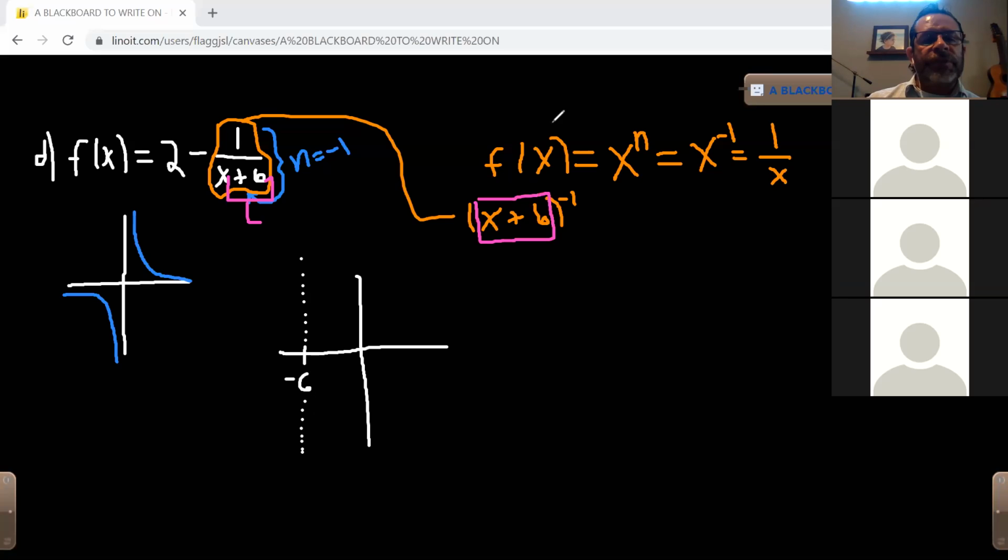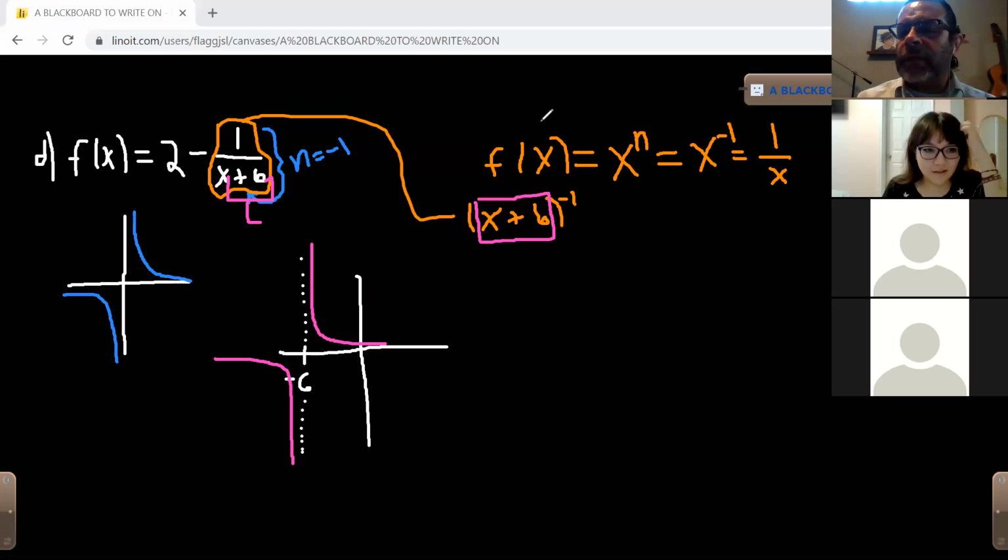And so the shift is now going to generate that the new function is going to be moved 6 units to the left, okay? And again, that's because it's inside the power function, okay? Questions there before we move on to the next thing we need to notice there?